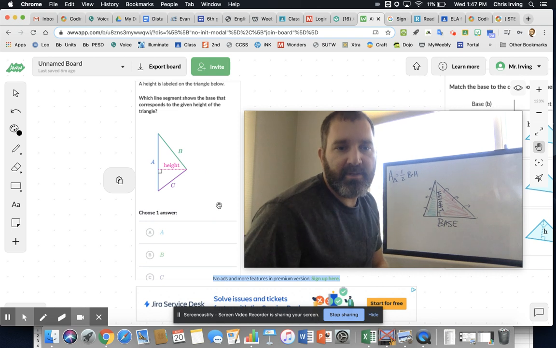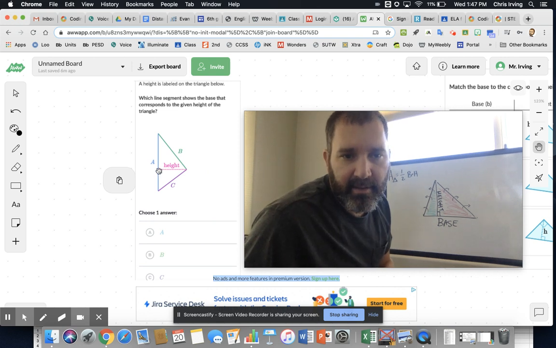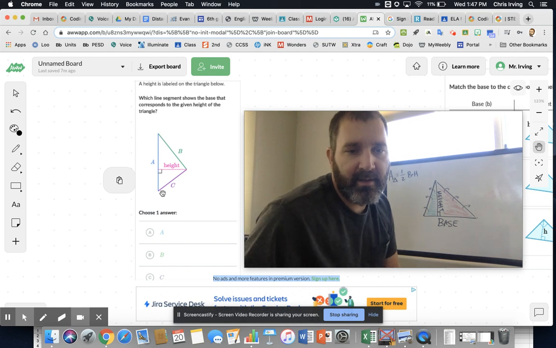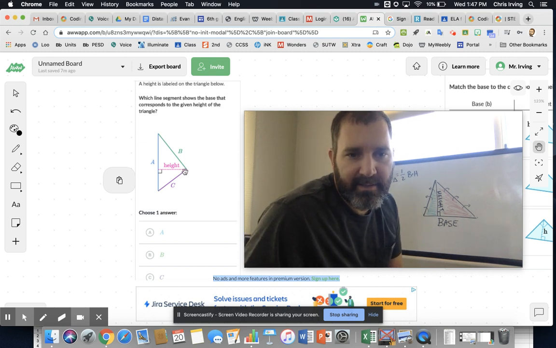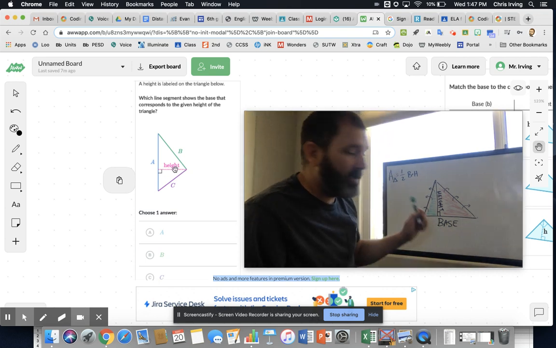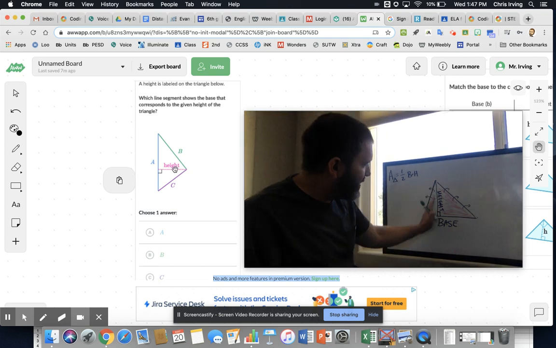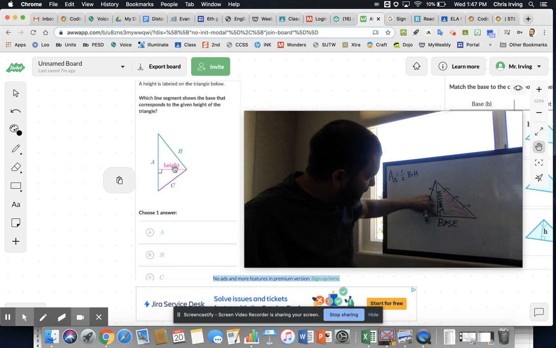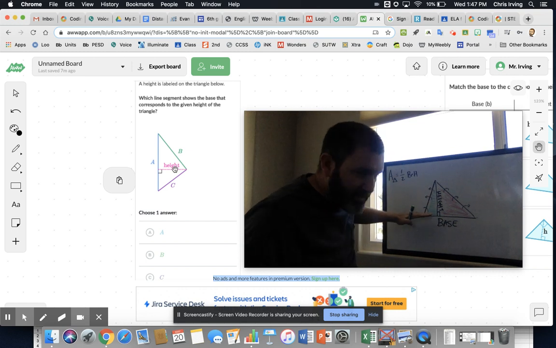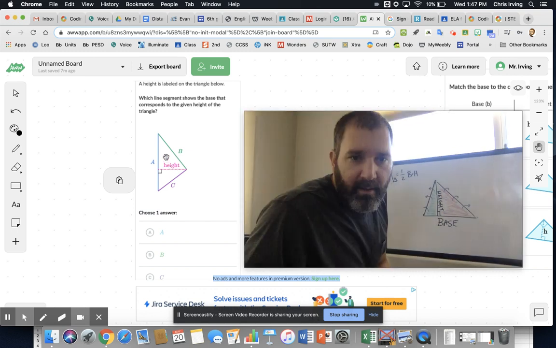Okay. So you can see right here that the height goes from right to left. In other words, the triangle is kind of on its side. So what it's asking us is which one of these lines, A, B, or C, is the base? Well, if our height is this direction right here, this distance represents our height. Remember, I had told you the base has to be perpendicular to the height. So if the height is going this way, the base has to be going this way. Okay? In other words, the answer would be A.